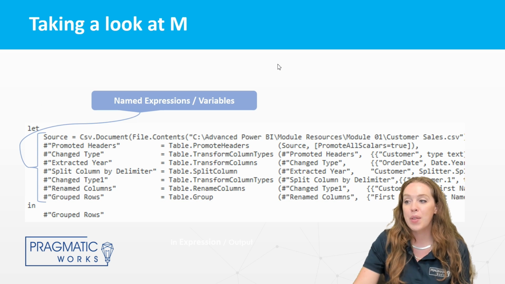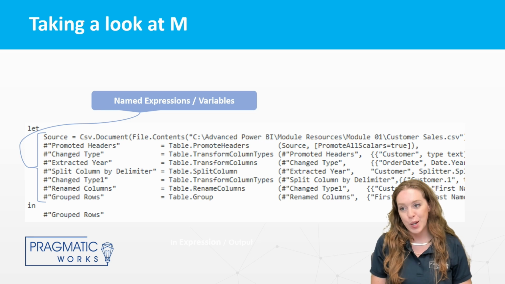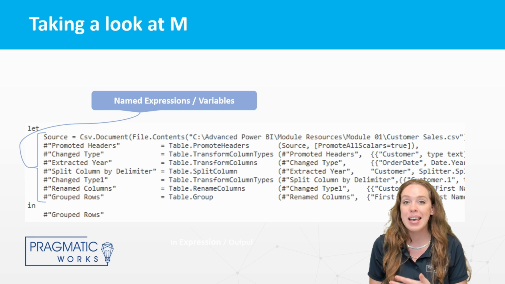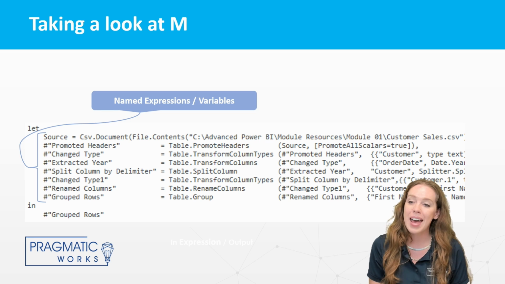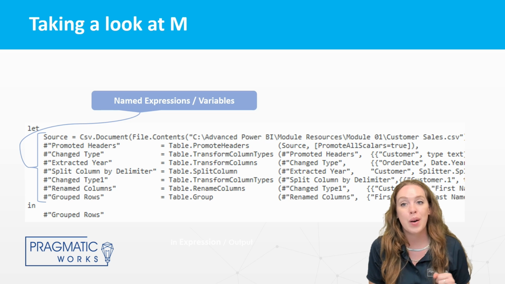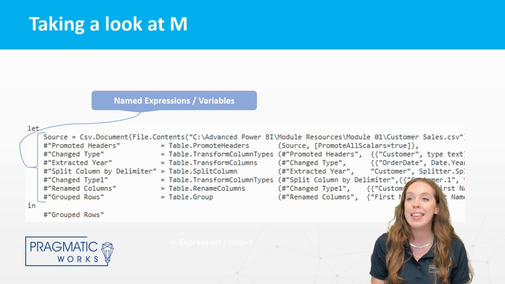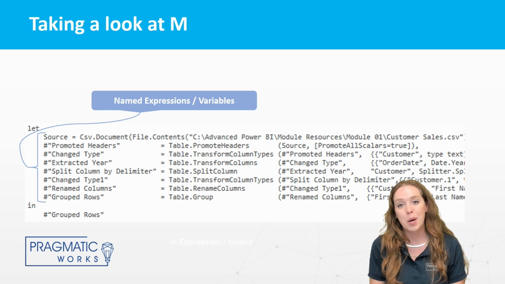The first one of those is this named expression or variable. If you are used to looking at your applied steps in Power Query, you'll really recognize these names like the promoted headers, changed types, extracted years, because whatever is showing up right there in those quotes is exactly what you can expect to see in your applied steps.